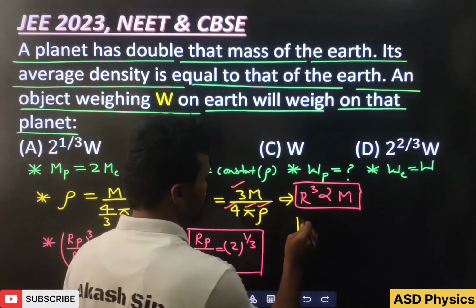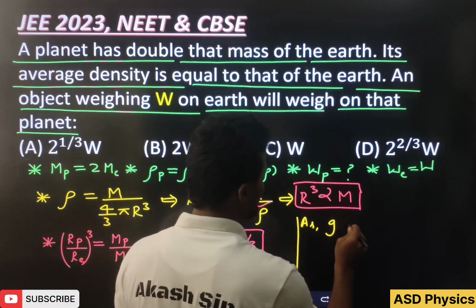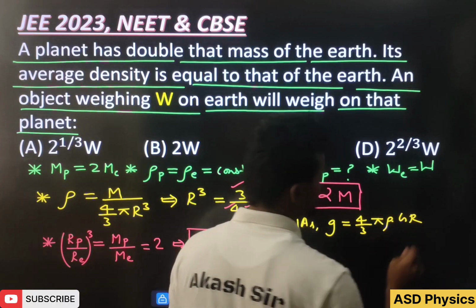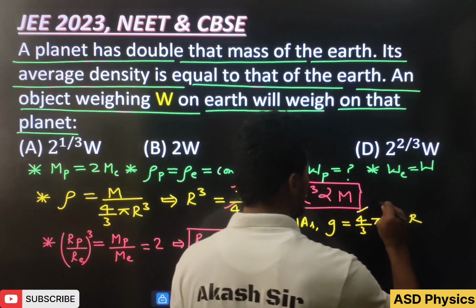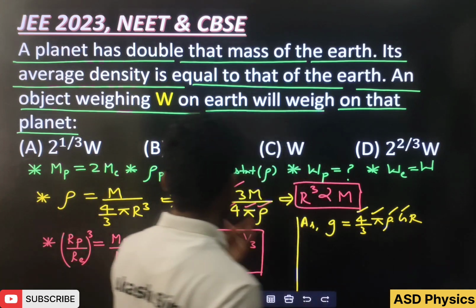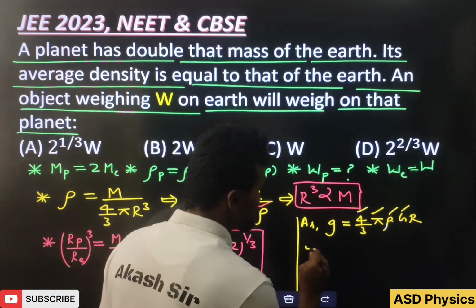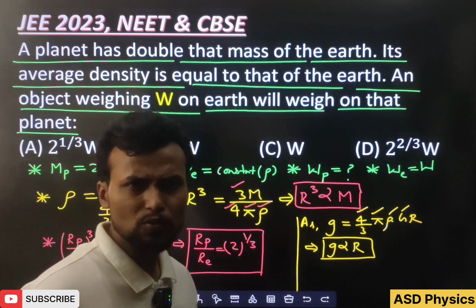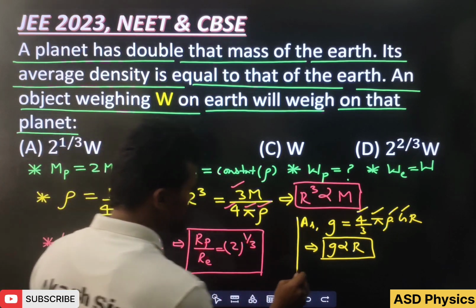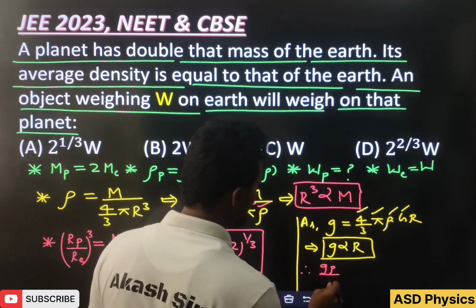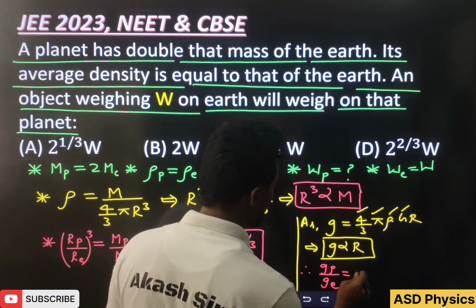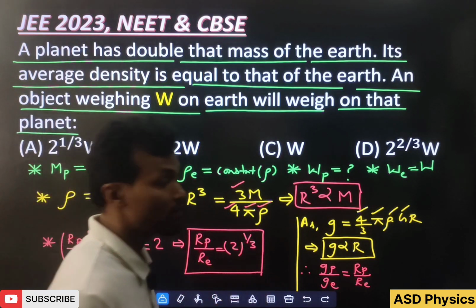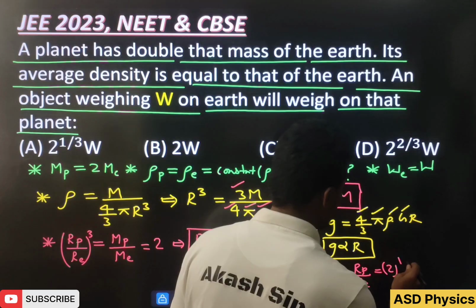After that, it is very easy. The gravity is given by g equal to 4 by 3 pi rho G r. What other things are constant? 4 by 3 is constant, pi is constant, rho is constant, G is constant. So g is directly proportional to r, and we know the ratio. Hence the gravity on the planet by the gravity on the Earth is rp by re, which we have got as 2 power 1 by 3.